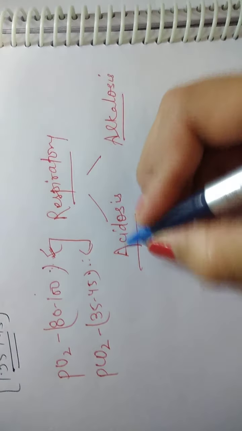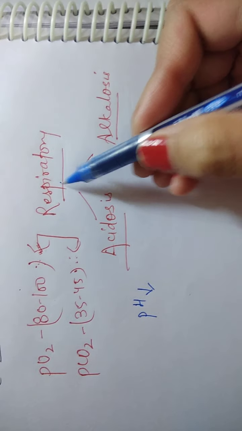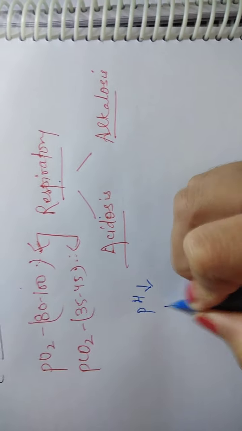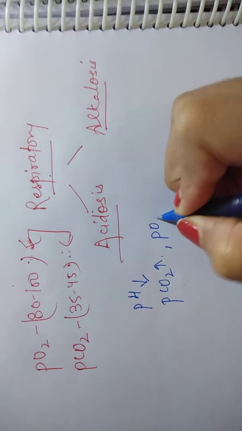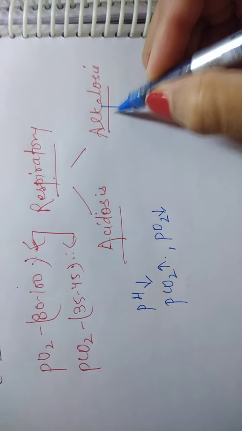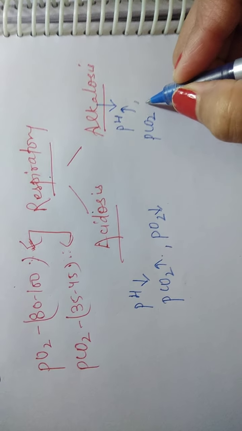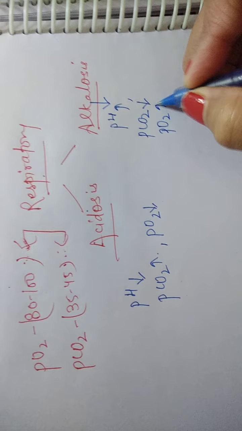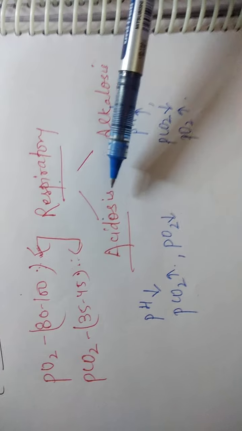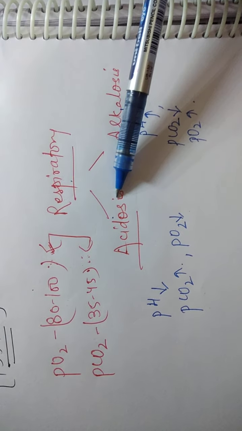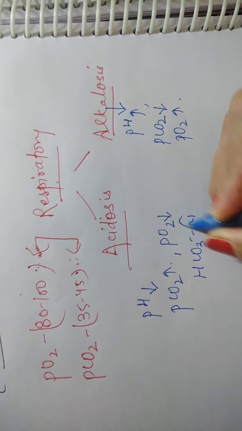As I already told you, in acidosis the pH is decreased. But when we are talking about respiratory acidosis, pH is decreased, PCO2 is increased, while PO2 is decreased. In respiratory alkalosis, pH is increased, PCO2 is decreased and PO2 is increased. So, we can identify with the help of ABG analysis whether the person is having respiratory acidosis or alkalosis. But the bicarbonate ion will be normal in both.